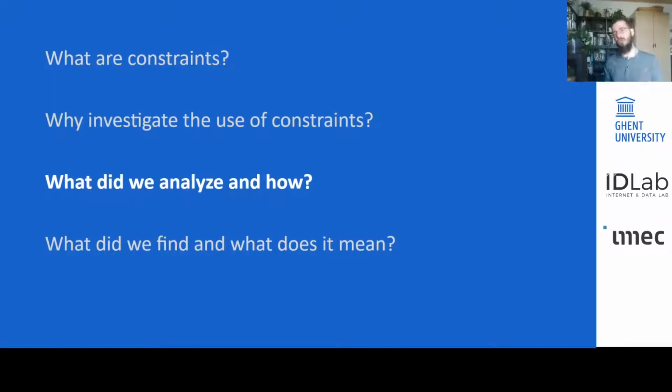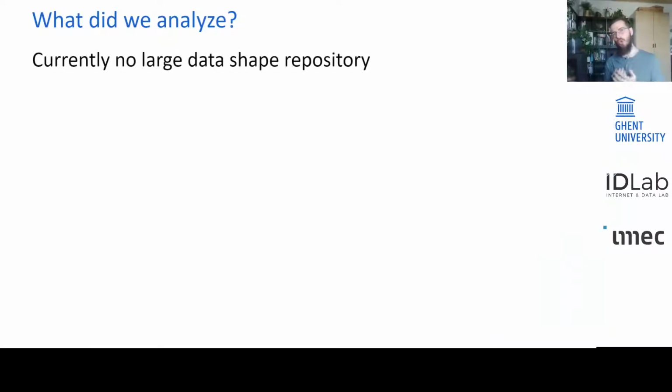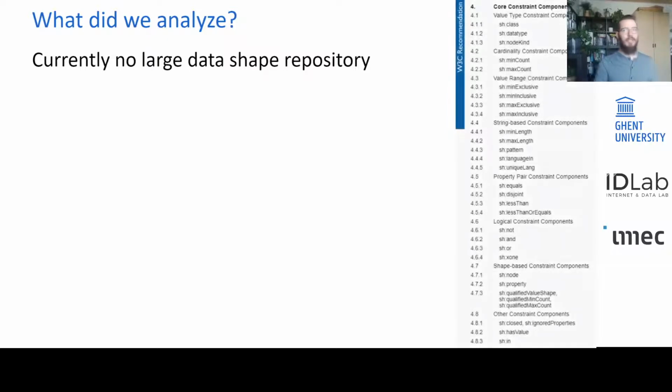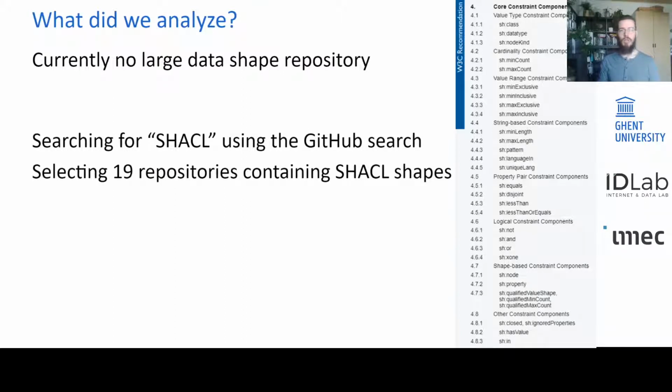So what did we do to analyze it and how did we do it? The thing is that right now there is no large-scale data shape repository, like thinking of Linked Open Vocabularies for ontologies. Something like that does not yet exist for data shapes. So what we did is that we looked into the SHACL specification, which is the shapes constraint language recommended by W3C, because it already lists a lot of different constraint types. And then we used the GitHub search and looked for the term SHACL in GitHub repositories and selected 19 repositories containing SHACL shapes, which do not appear as just simple examples.